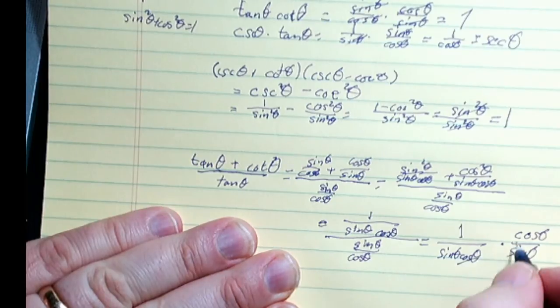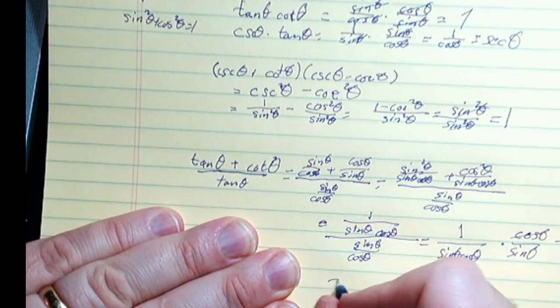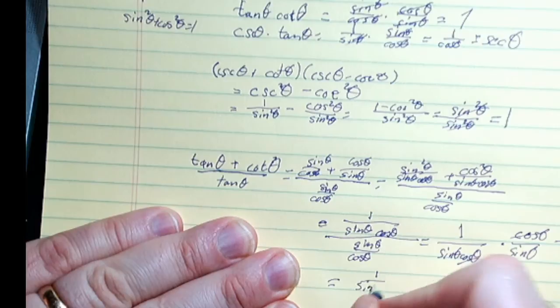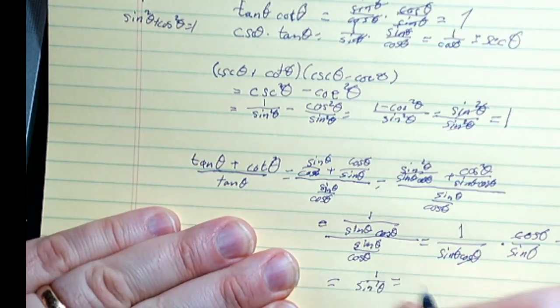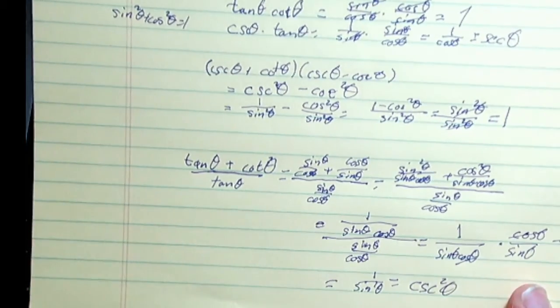The cosines cancel. We end up with 1 over sine squared theta, which is, handily enough, secant squared theta. Cosecant squared theta, rather. Which is what we're asked to prove.